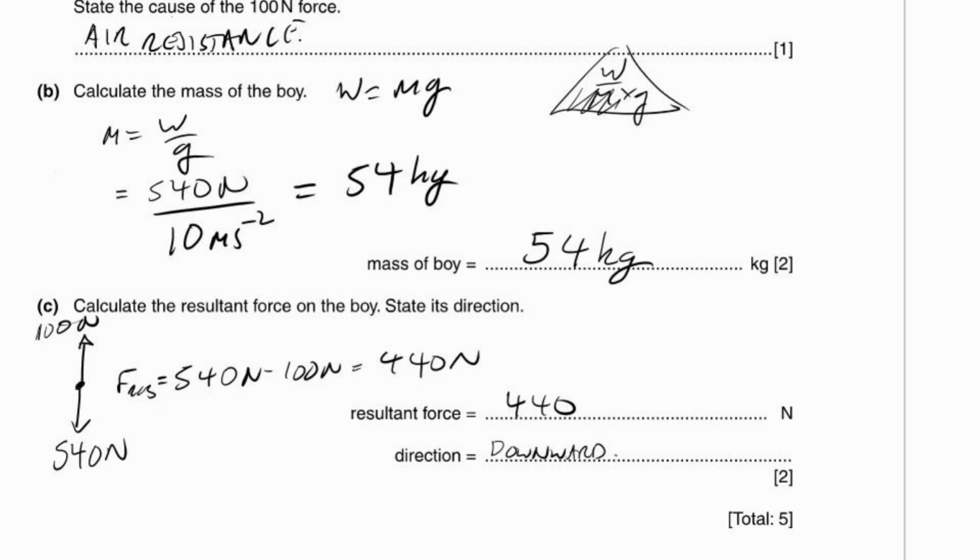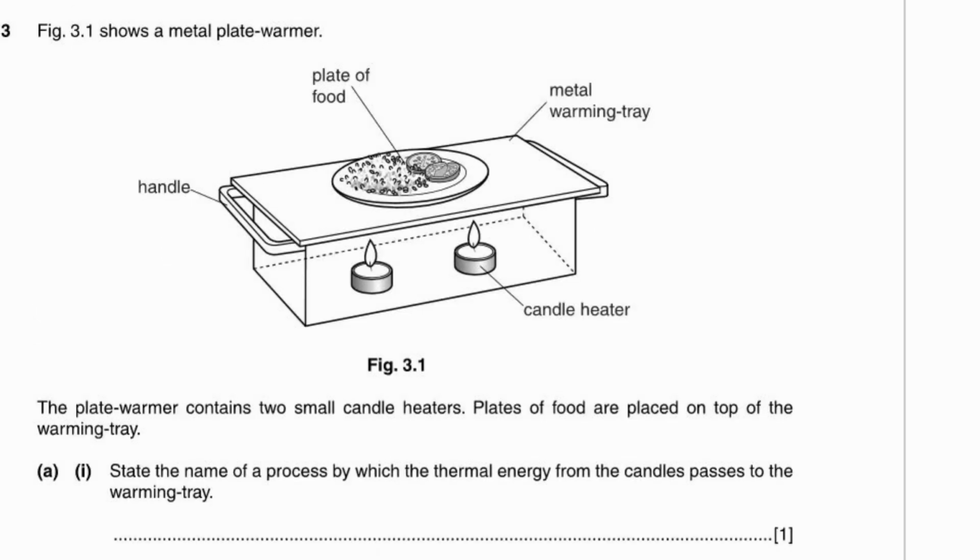There we go. Question number 3. Figure 3.1 shows a metal plate warmer. The plate warmer contains 2 small candle heaters. Plates of food are placed on top of the warming tray. State the process by which the thermal energy from the candles passes to the warming tray.